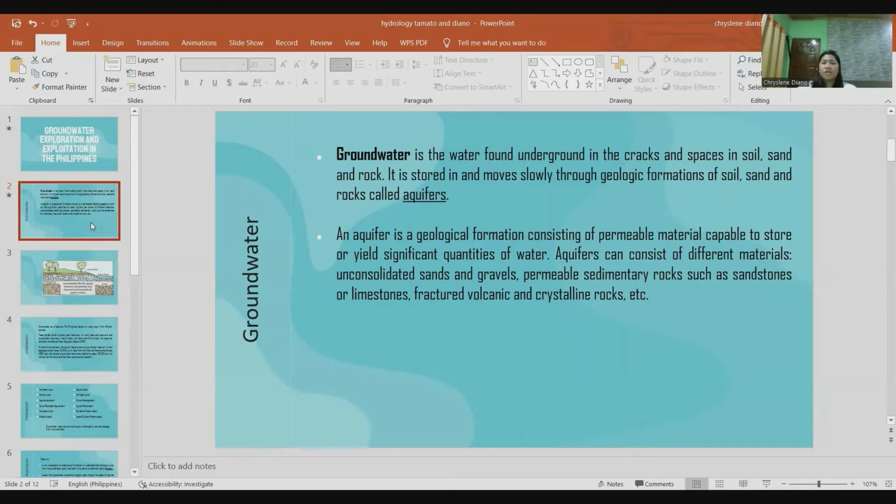Groundwater is the water found underground in the spaces in soil, sand, and rocks. It is stored in and moves slowly through geologic formations of soil, sand, and rocks called aquifers. An aquifer is a geological formation consisting of permeable material capable of storing or yielding significant quantities of water. Aquifers can consist of different materials such as unconsolidated sand and gravel, permeable sedimentary rocks such as sandstone or limestone, and fractured volcanic and crystalline rocks.